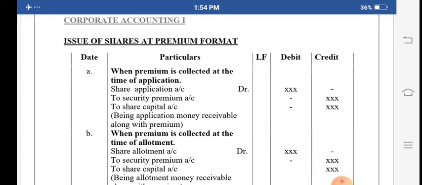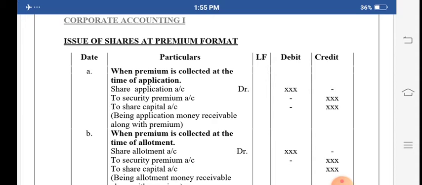So what does it mean? It is nothing but the premium, issue of shares at the premium. Original value is rupees 10, but they are going to issue for rupees 15. So 5 rupees extra, no? This is the premium. Now see the format of how we have to pass the journal entries.